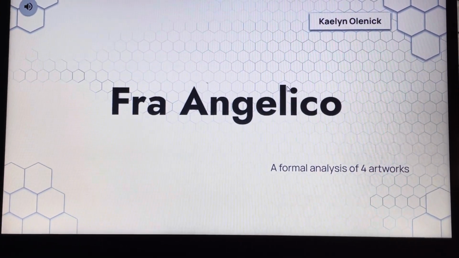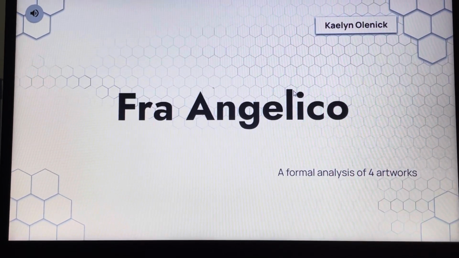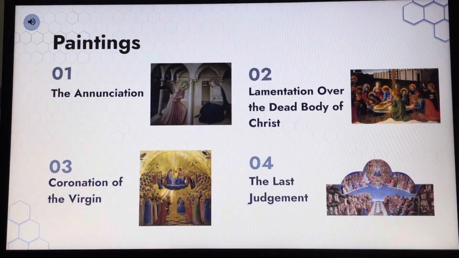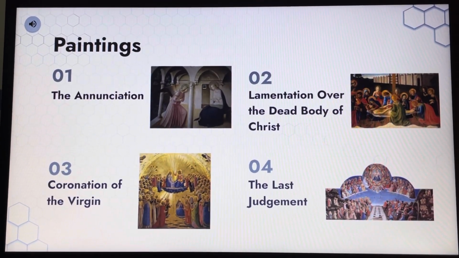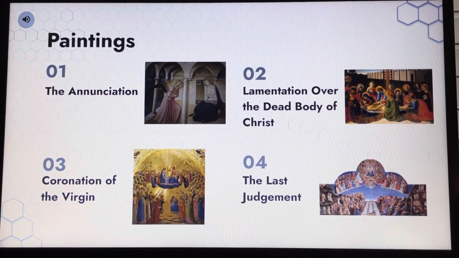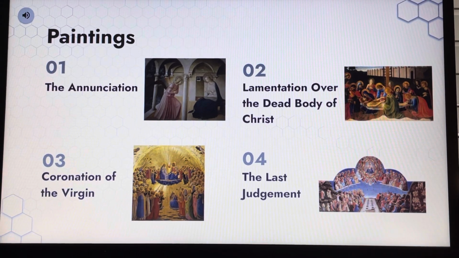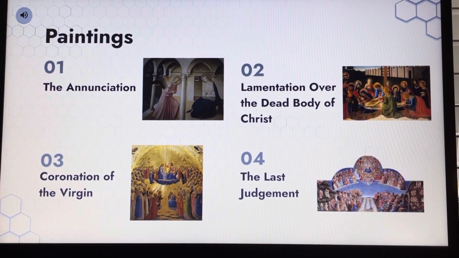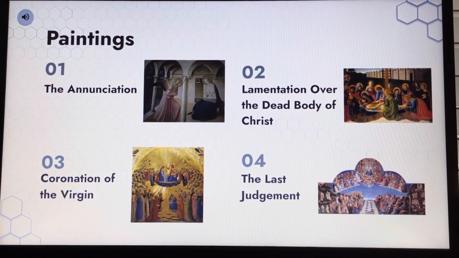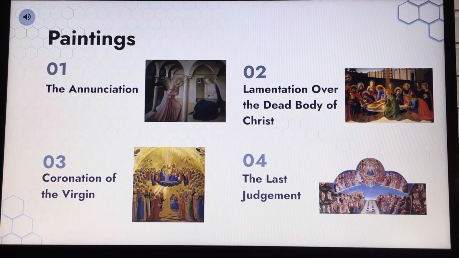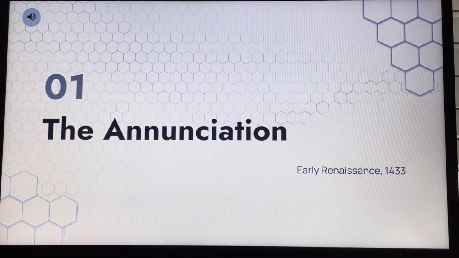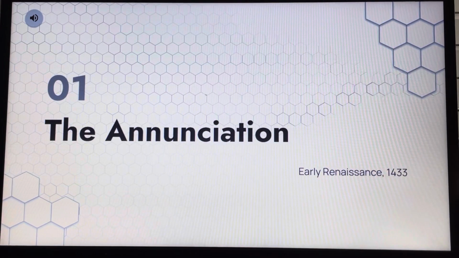Formal analysis of 4 artworks by Fra Angelico. In this presentation, I will be using the formal analysis technique to analyze the artworks: the Annunciation, Lamentation over the Dead Body of Christ, Coronation of the Virgin, and the Last Judgment. All of these paintings were created in the early Renaissance period and were completed around the late 1430s or early 1440s. The first painting that I will be analyzing is the Annunciation.